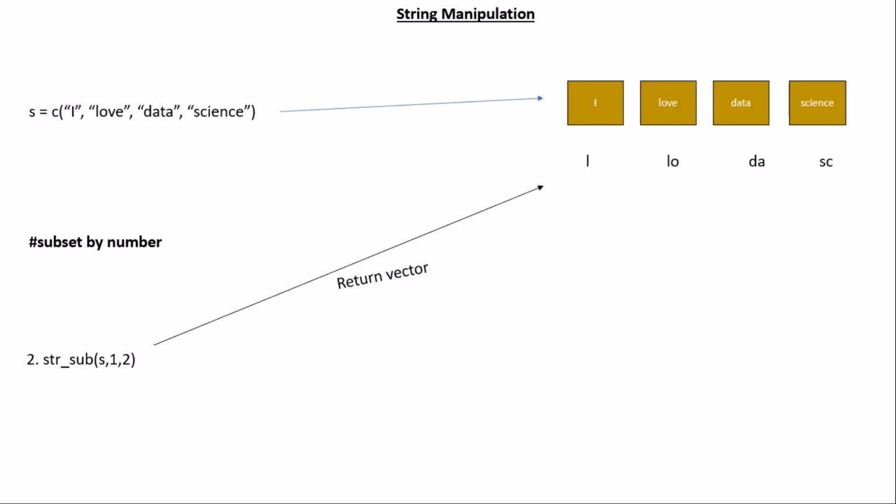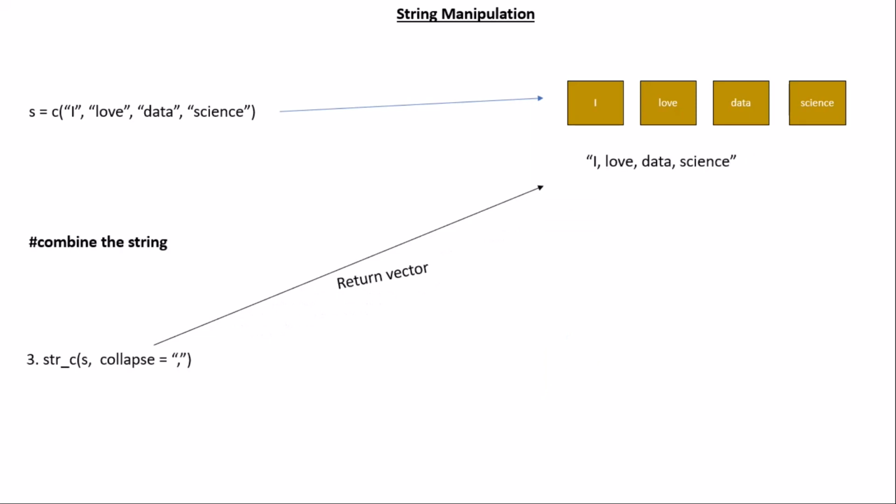So now when you run this, in the first box the number of characters is 1, that's why it returns only I. Similarly in the second box, lo, the first and second characters, similarly da and sc.